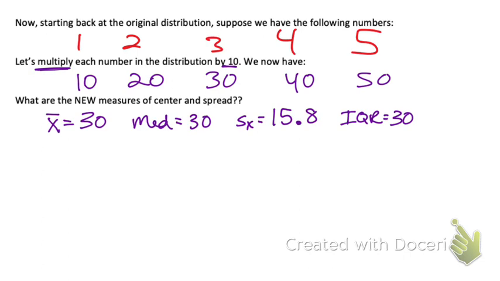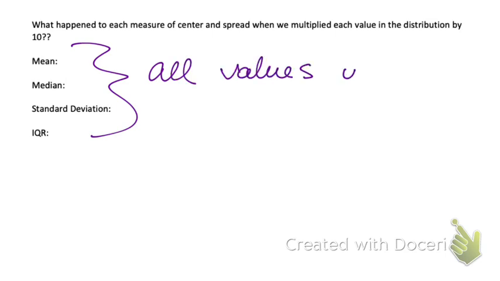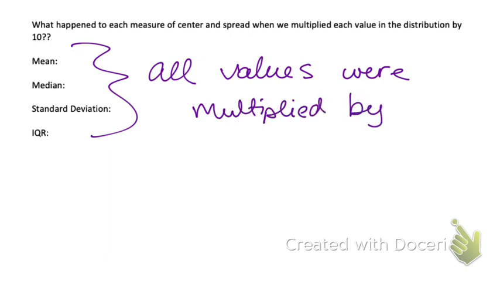So what do you guys see about this? All values were multiplied by 10. Why? Cool, huh? Very cool. Because the range changed. I like that. Spread changed.